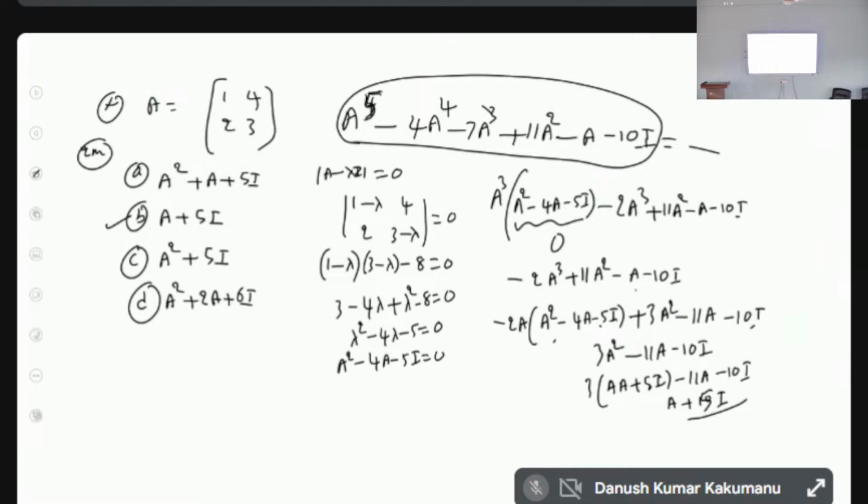Two vectors are said to be linearly dependent if one vector is expressed in terms of another vector.